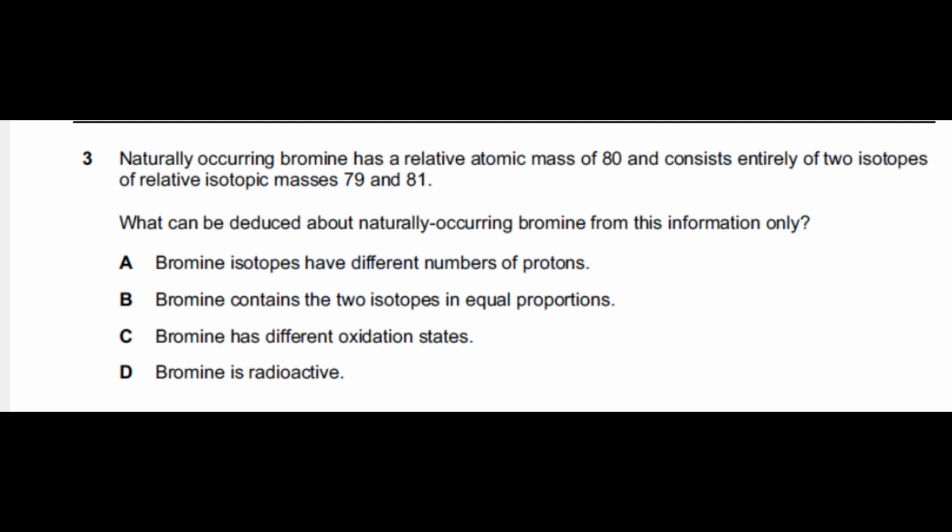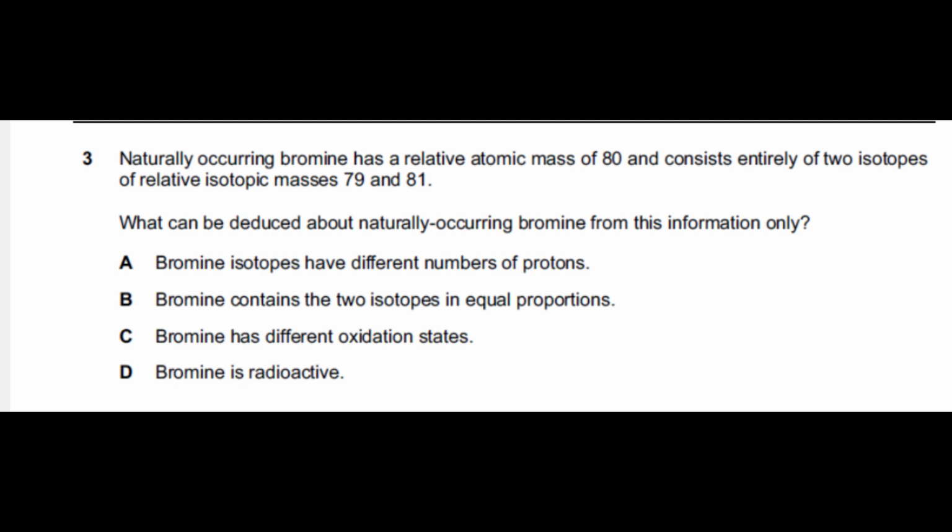Bravo says bromine contains the two isotopes in equal proportion. Yes, that is the correct option. That is what we have just justified from the calculation, that when both the isotopes are present in an equal proportion, then the average atomic mass comes out to be 80. If one isotope is 79, the other is 81, and if they are both present in equal proportion, then the average comes out to be 80. So that is the correct option for this question.